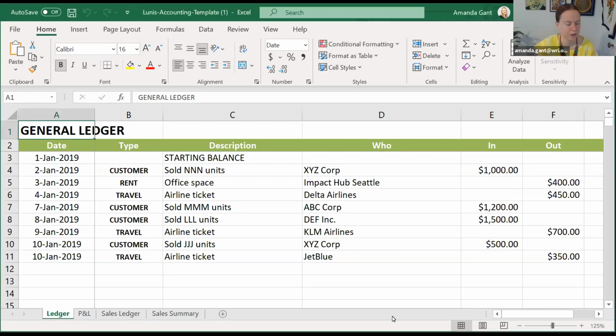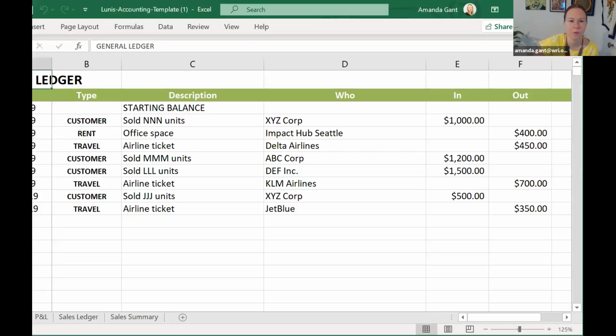So then, just for the folks who are just joining us on our recording, we just started to talk about the general ledger and what its purpose is and how conceptually it's actually not too hard. And now that you have this template provided by Looney, it can be quite a lot easier.